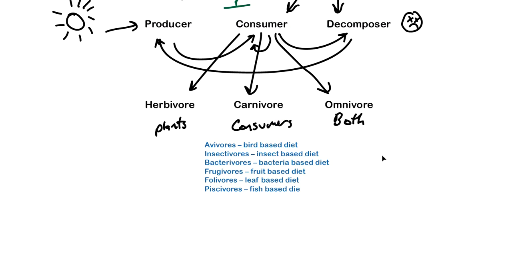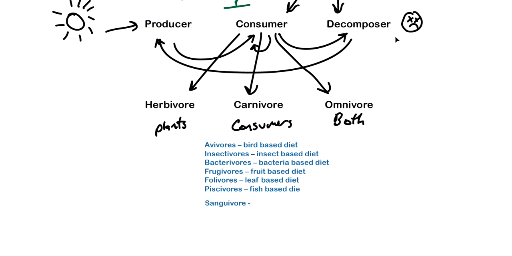So we got avivores, eat birds. Insectivores eat, guess what? Insects. Bacteriovores, bacteria. Frugivores, fruit. Folivores, leaf-based diet. So foliage is where they get that. Piscivores, I can't even say that. Fish-based diet. There are yet more than this.